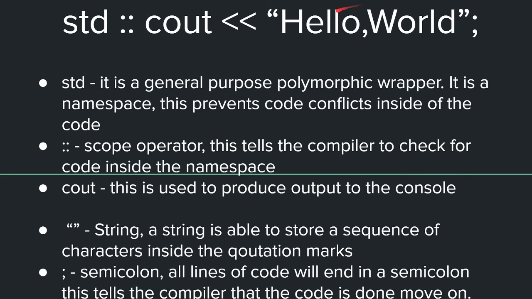And then lastly, we have our hello world inside the quotation marks. Anything inside here is called a string literal, and what that means is a string can hold a sequence of characters. So a character would be H or E or L or L or O. One letter is a character, and so what a string does is it holds a sequence of characters that we use to make words with. And then we end it off with the semicolon. And what the semicolon does is it tells the compiler that, hey, this code is done. There's nothing else after this. Move on to the next line.